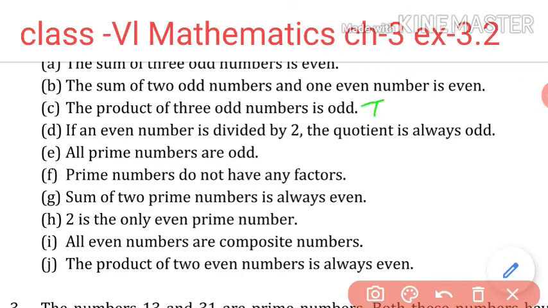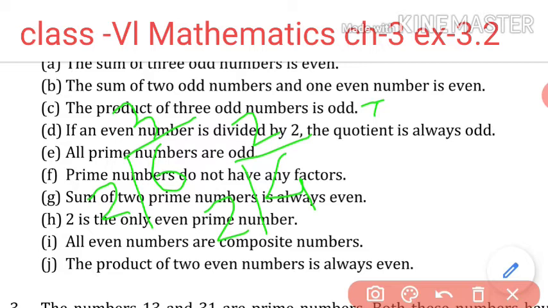Now 3, what did we get? For 3 we got true. Now D. If an even number is divided by 2, the quotient is always odd. So when you divide any even number by 2, suppose 6. If you divide 6 by 2, what is your answer? Your answer is 3. Now one more example. If you divide 4 by 2, what is your answer? 2, isn't it?